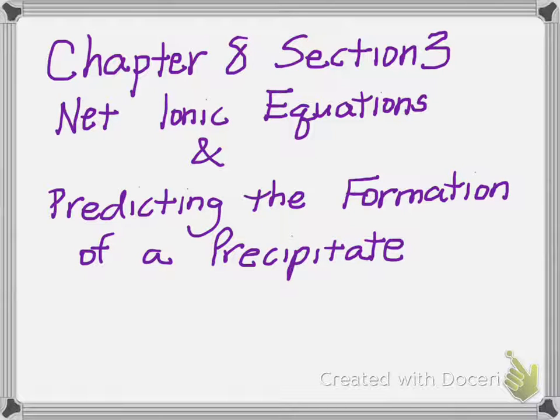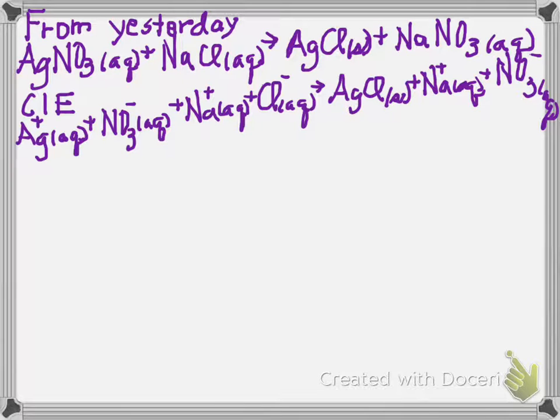Hello, chemistry students. Here is the last portion of your Chapter 8, Section 3 notes over net ionic equations and predicting the formation of a precipitate. This is just from yesterday because we're going to use this in a couple minutes. This is that balanced equation that we did yesterday of silver nitrate reacting with sodium chloride to produce solid silver chloride and aqueous sodium nitrate.